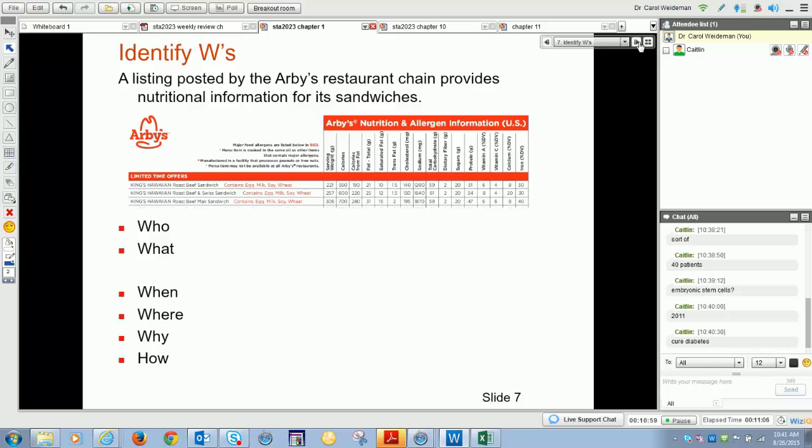Okay, here's one I pulled down off of, actually online. I looked at Arby's restaurant chain and the nutritional information for the sandwiches. And I know it's small to read, but basically they went through, I gave you 3 of their sandwiches, but all their sandwiches were up there. And they gave you all kinds of nutritional information and allergen information about the sandwiches. So what's the who in this problem? What's the who? Remember, the who is the things from which we collect the information. So what's the who here?